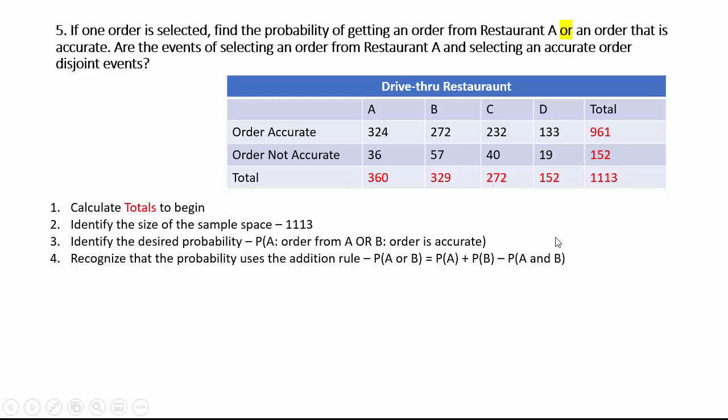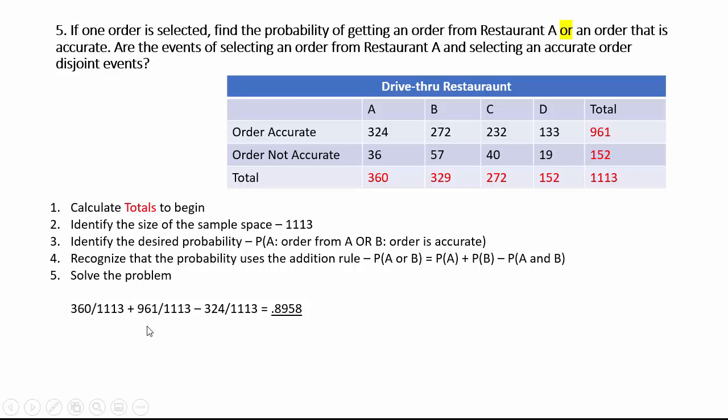And we're going to see why you need to subtract this in this problem. That's kind of why I wanted to choose this one. Okay, so to do this, we can do probability of A real easy, right? Because the probability of A in this case is from restaurant A. There were 360 orders out of 1,113. So that's where this probability first comes from.